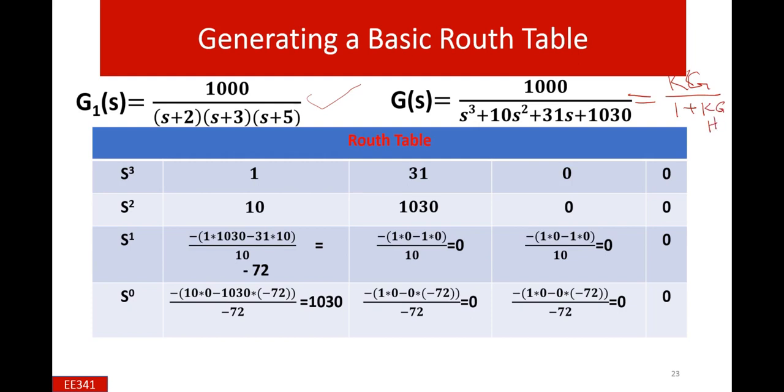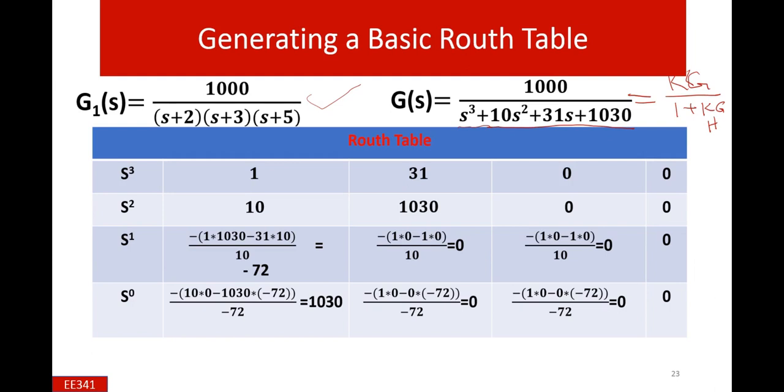For unity feedback, H is 1. So this is the closed loop transfer function, and this is the characteristic equation of the closed loop transfer function of third order. So how to complete the Routh table is already clear.